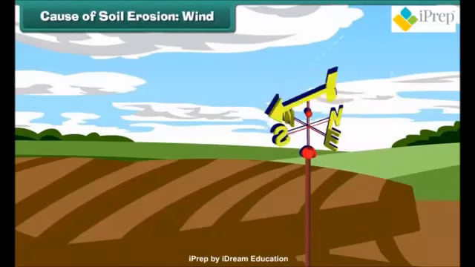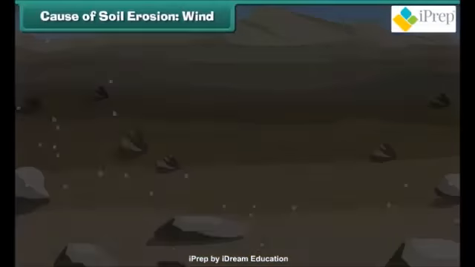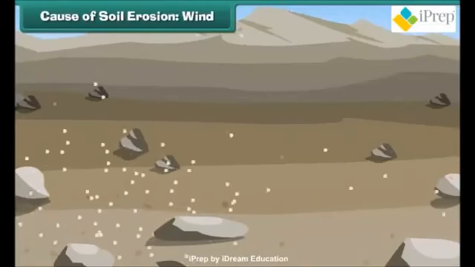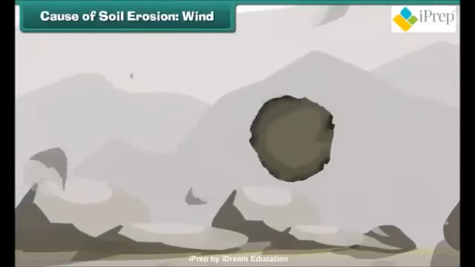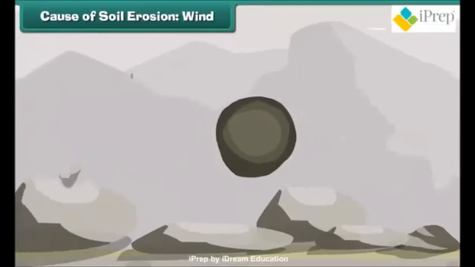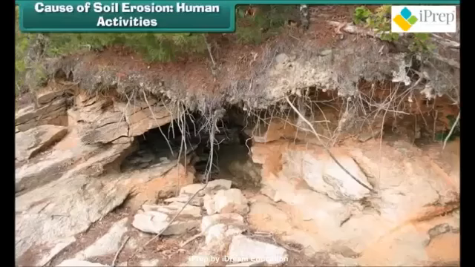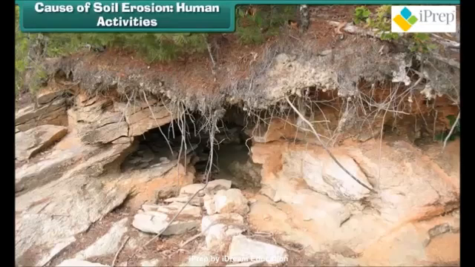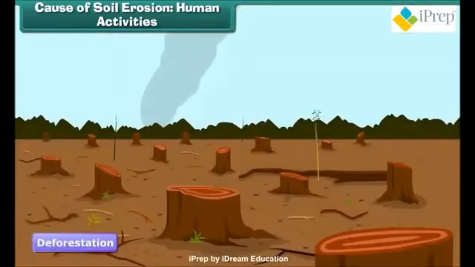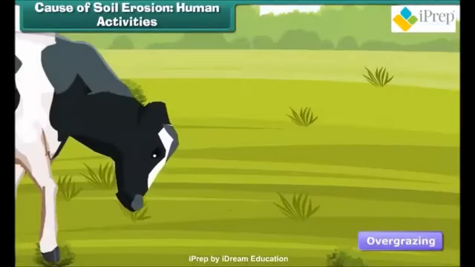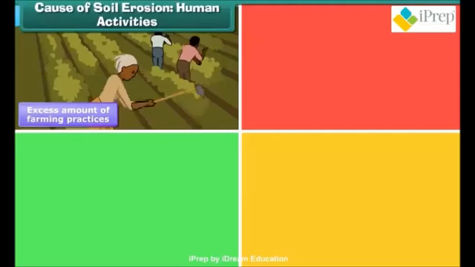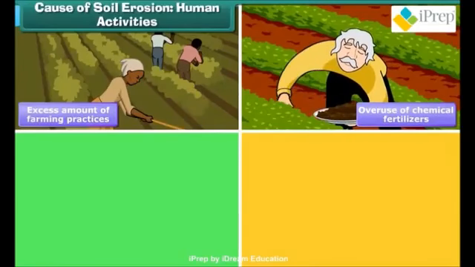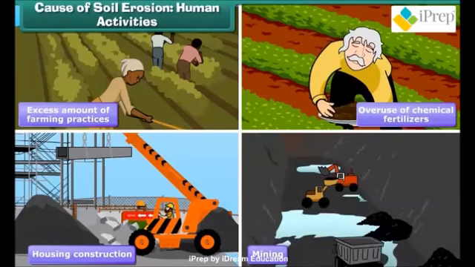The other agent responsible for soil erosion is the wind. Wind picks up the finer soil particles and takes it to the other location. During storms, the heavy wind takes away the bigger soil particles to a distant place, and that causes soil erosion. Though soil erosion is in itself a naturally occurring process, in many cases it is increased by human activities. Some of these include deforestation, overgrazing by animals, improper or excess amount of farming practices, trail building, overuse of chemical fertilizers, housing construction, mining, etc.